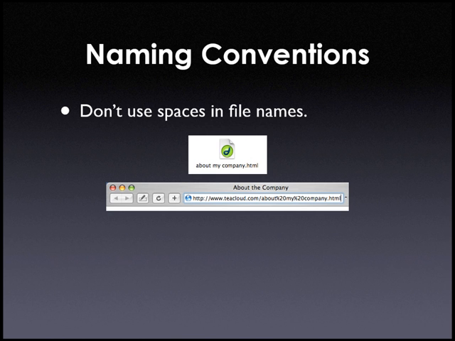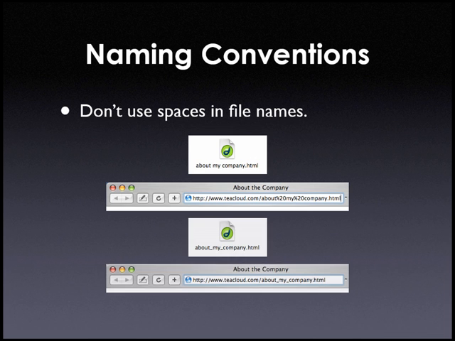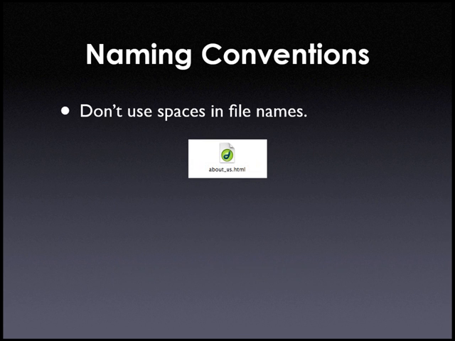If you really need to separate words in a file's name, try using either a hyphen or an underscore. You can see here we used an underscore, so about_my_company.html looks a lot nicer in the browser window rather than having those %20 signs in there. You also might want to consider using as short a file name as possible. So instead of about_my_company, we just have about_us.html.